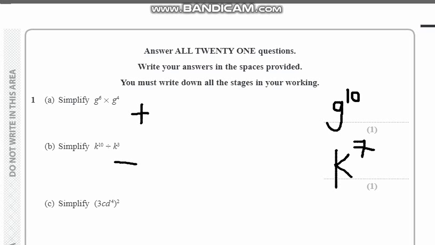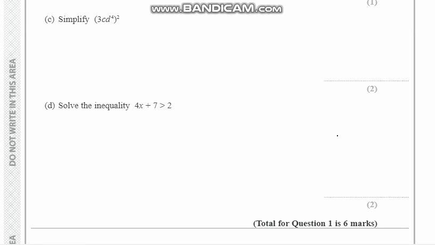The C part states: simplify the bracket 3cd to the power 4, bracket closed, the whole raised to the power 2. Now this whole function is being raised to the power 2, but what students should do first is take the normal number and raise it to the power. I prefer working with the numbers first, that will be easier. So 3 to the power 2, or 3 squared, will be 9.